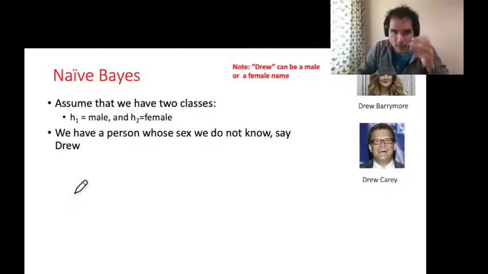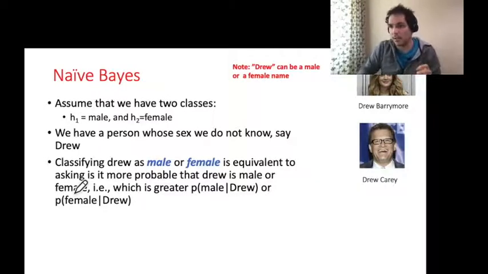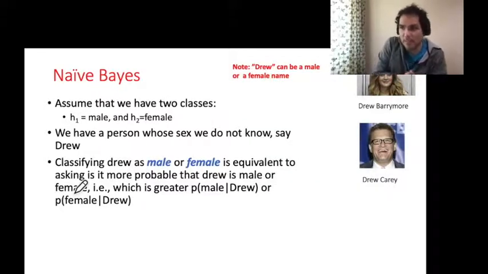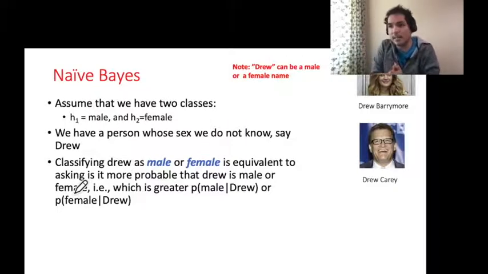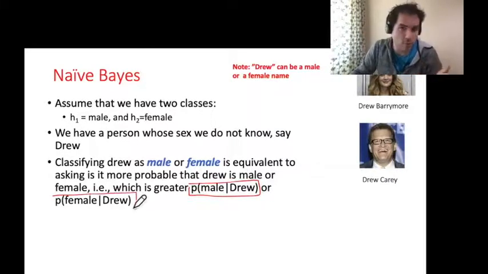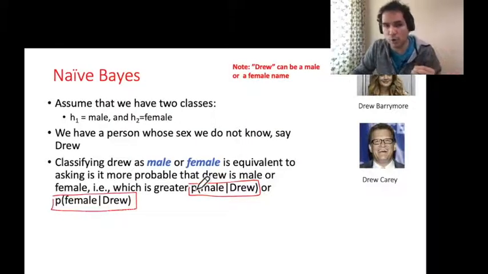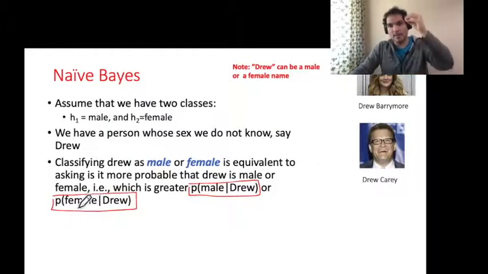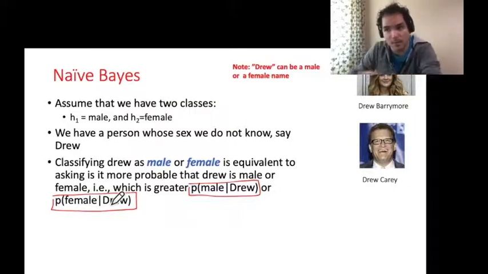Again, what we want to do is predict the most likely outcome given the information. We want to classify that person as a male or as a female. At the end, what we want to know is the probability that this person is a male, given that we know the name of the person. This is the conditional probability that we want to calculate, based on the information that we have in the training data. We are also going to calculate the probability that the person is a female, given that I know the name of this person is Drew.